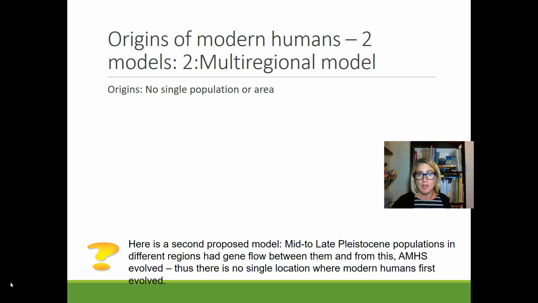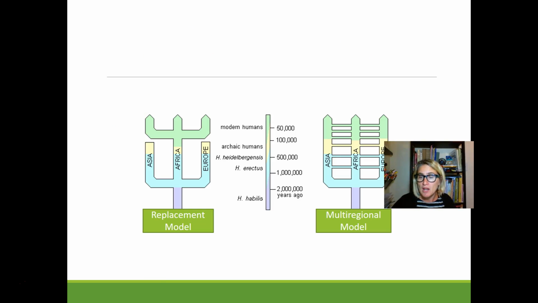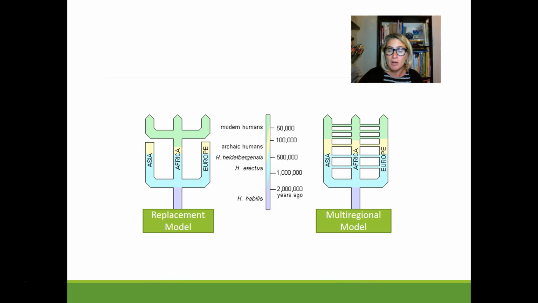And what this model says, the multi-regional model, is that there's no single point that we can point to say this is where anatomically modern Homo sapiens evolved. There's not a single population or a single area that they evolved in. But instead, what happened was that during that period, these populations of hominin in different regions continued to intermingle, giving rise to anatomically modern Homo sapiens. Here's a way to think about both of these models side by side.